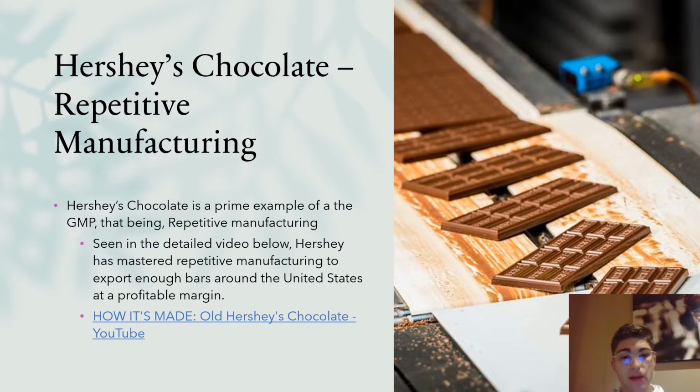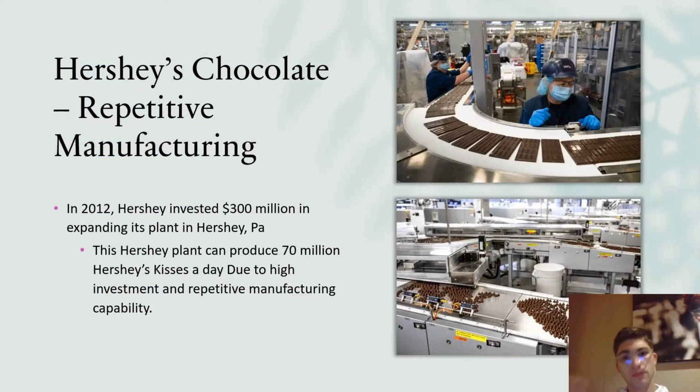I set a link to the video here below. We won't be watching it right now, but this is how it's made, and it shows the full process of how Hershey's chocolate is made and how it's distributed across the United States, which is really cool if you get a chance to watch it. So like I said, as you can see in these images on the right, the bottom one is Hershey Kisses, and the top one is chocolate bars.